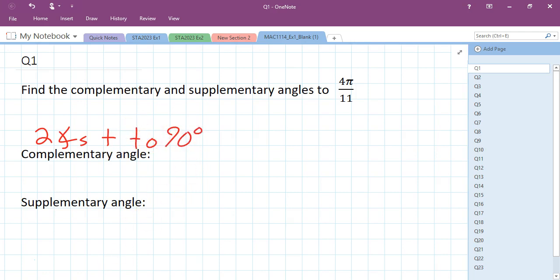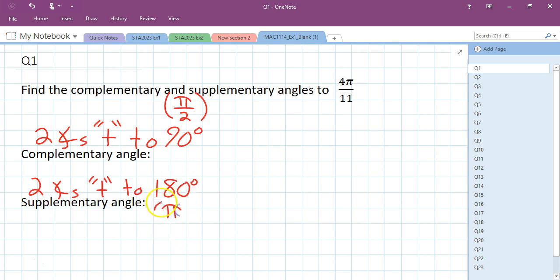Or if we're in radians, what would that be? Pi over 2. Good. And then what does supplementary mean? You bet. Two angles that add to 180 degrees, or as you said, in radians it's pi.